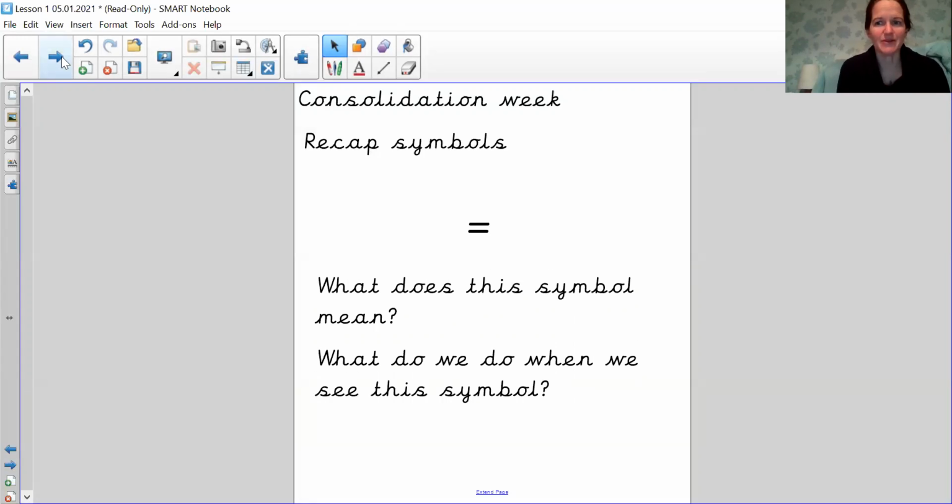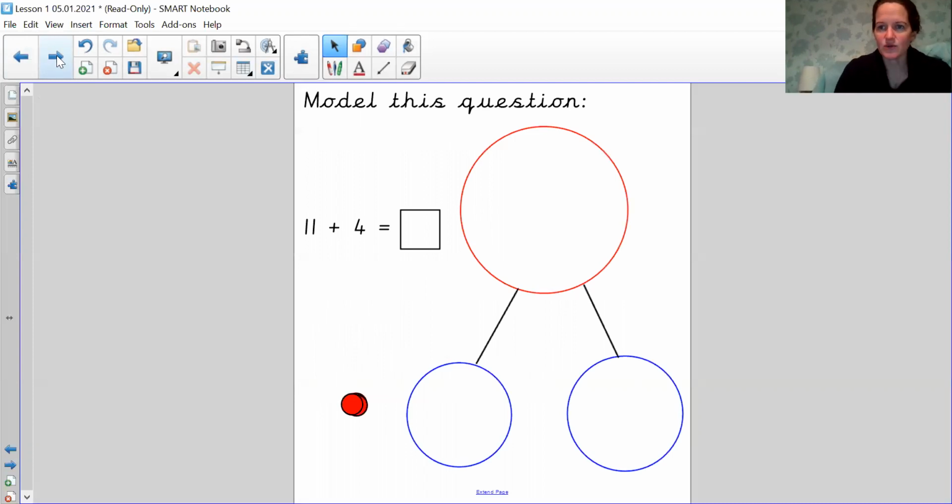What about this symbol? Well done. That's right. It is our equal sign. This is what we use after we've done a number sentence. This helps us find the answer to the number sentence. So let's look at this question. I am using my part-whole model.